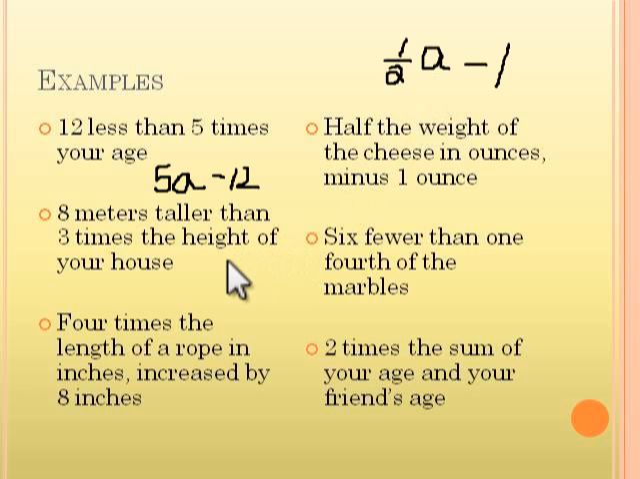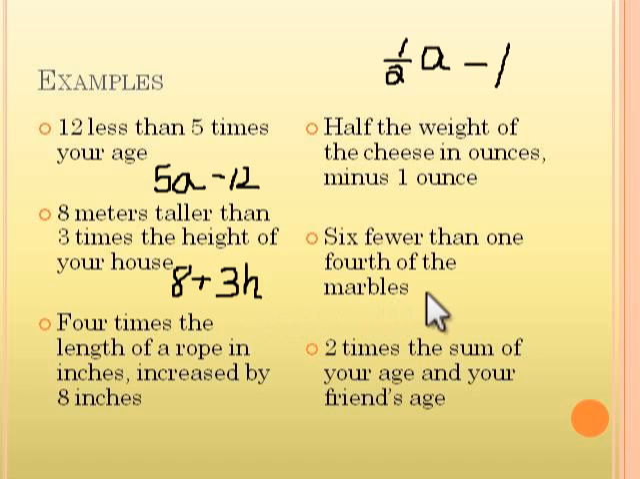All right, 8 meters taller than 3 times the height of your house. 8 meters taller. Taller would be add. So 8 plus 3 times the height of your house. The height of your house is your unknown, and the word times, of course, means to be multiplied. I'm going to use H. And remember, we're not looking for solutions. Again, these are just expressions.